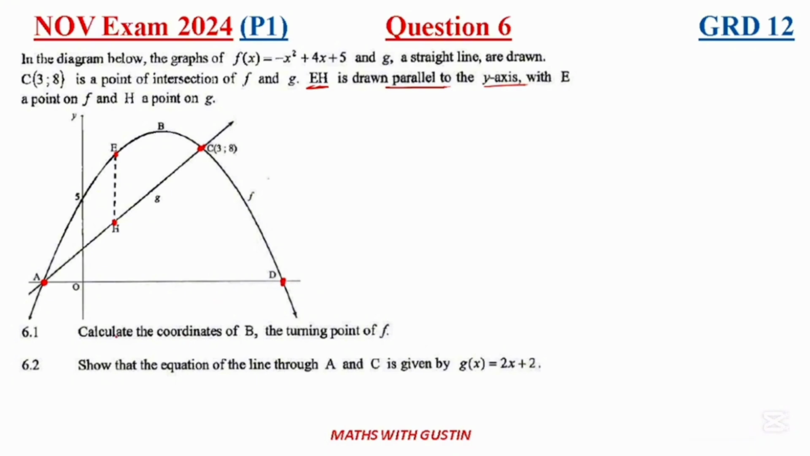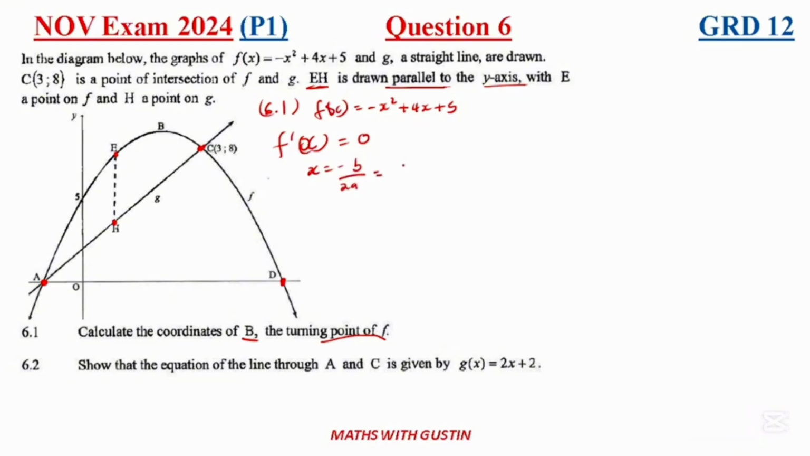parabola. So 6.1 says calculate the coordinates of B, which is the turning point of f. So there's the function there, given in 6.1: f of x is equal to negative x squared plus 4x plus 5. We can use this or use the derivative. You guys just use the one you prefer. We can either use f prime of x, which is the derivative, equal to 0. The answer should still be the same. Or we can use x is equal to minus b over 2a.